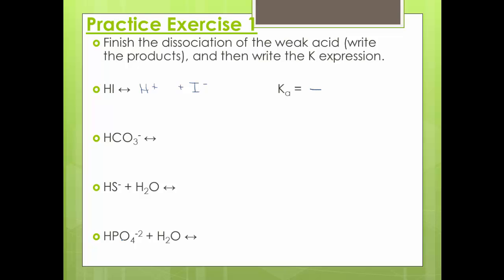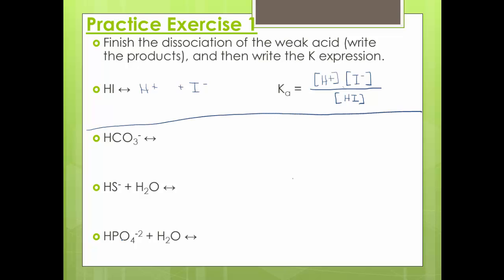For our Ka expression, we're going to put products over reactants, and we're going to put them in brackets to indicate that we're talking about molarity. So it's going to be the hydrogen ion times the iodide ion divided by the original hydriodic acid. Okay, put the 2 ions divided by the original acid. That's your K expression. We're going to do more with it later, but for now we just need to be able to set it up.